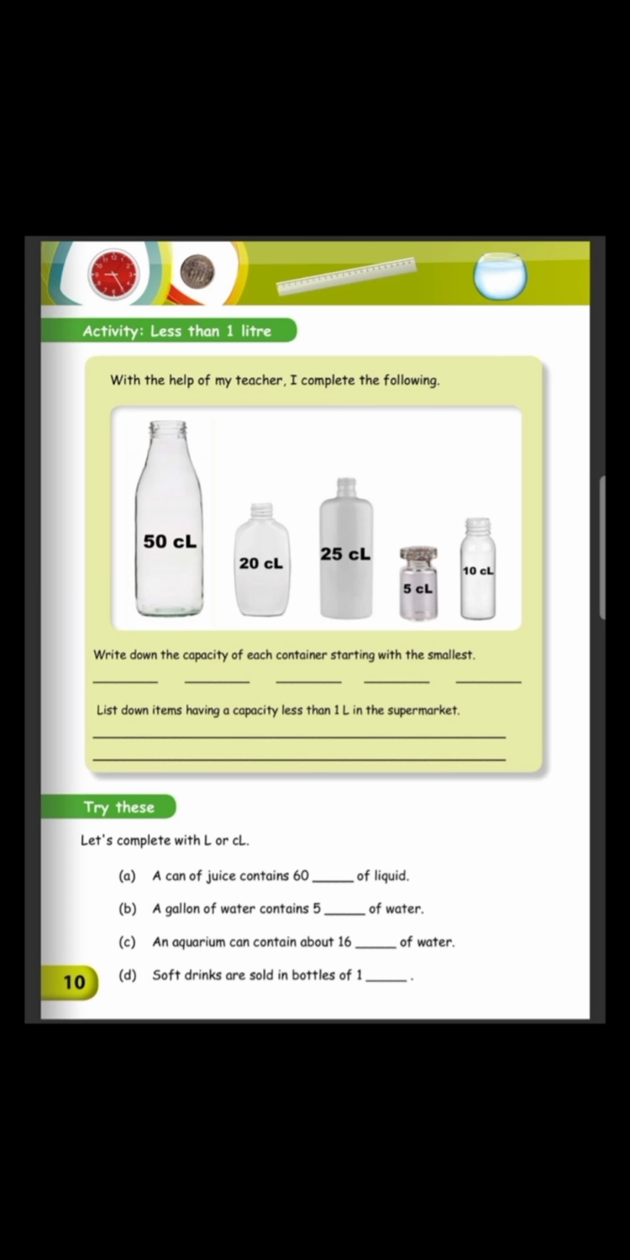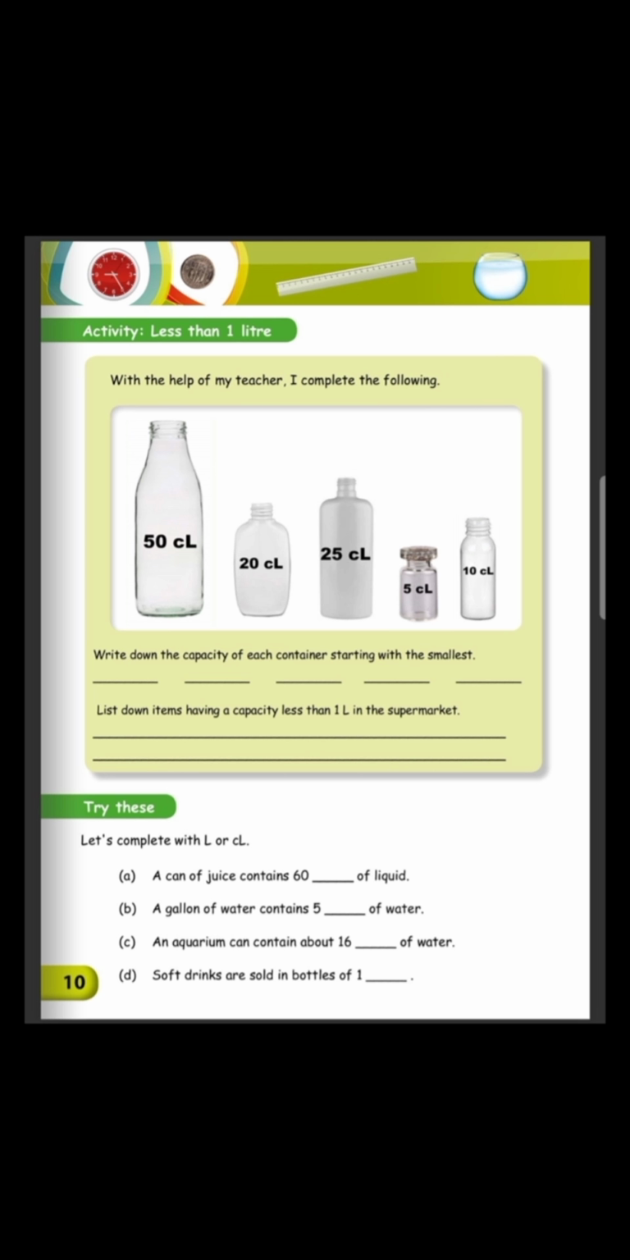Page 10 of the book. We are going to do the activity less than 1 liter. With the help of my teacher, I complete the following. Write down the capacity of each container starting with the smallest. What does this mean? It means that we have to start with the container that has the smallest capacity. That is the smallest digit. Let us start.